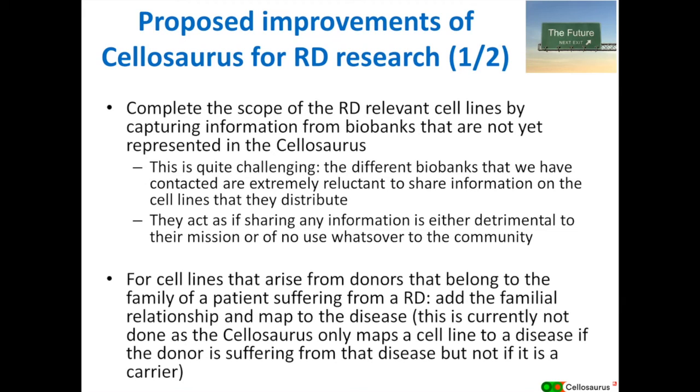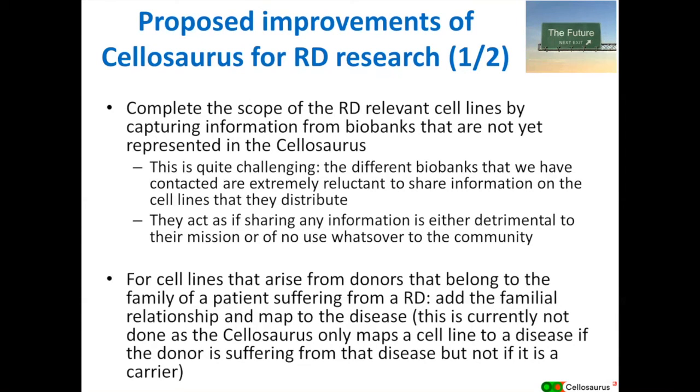Now, one thing which can be added to Cellosaurus, which doesn't exist now, is that there are a lot of cell lines which arise from donors that belong to the family of a patient suffering from a rare disease, but which are not themselves suffering from the disease. For example, heterozygous patients of a recessive disease. In this case, we do not link to the disease because those donors are not suffering from the disease.